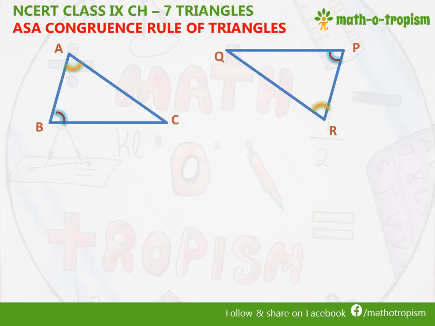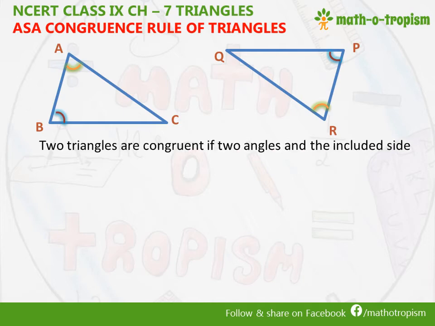What do you mean by ASA? It means two angles and the included side. Since the side is in between, it is the included side. So if we have been given two triangles, here in this case angle A is equal to angle R and angle B is equal to angle P.